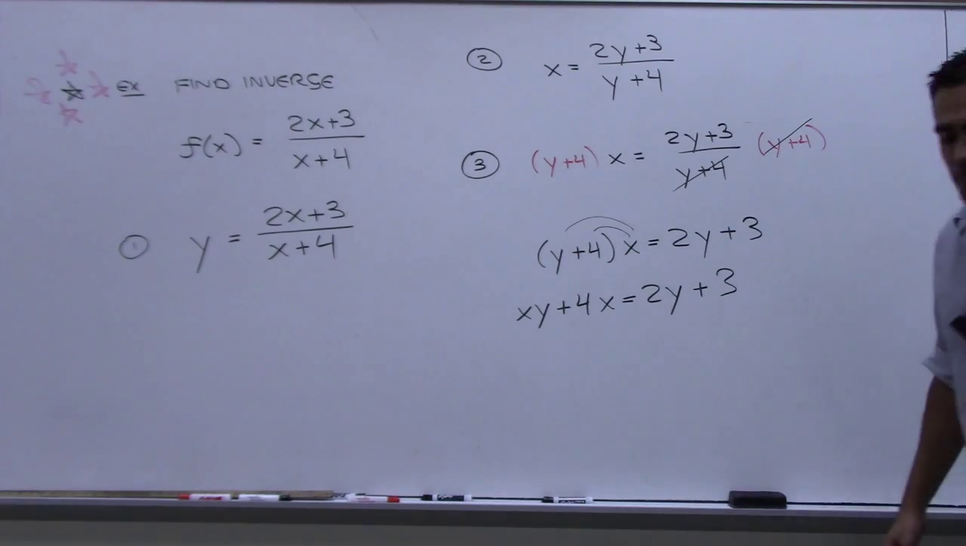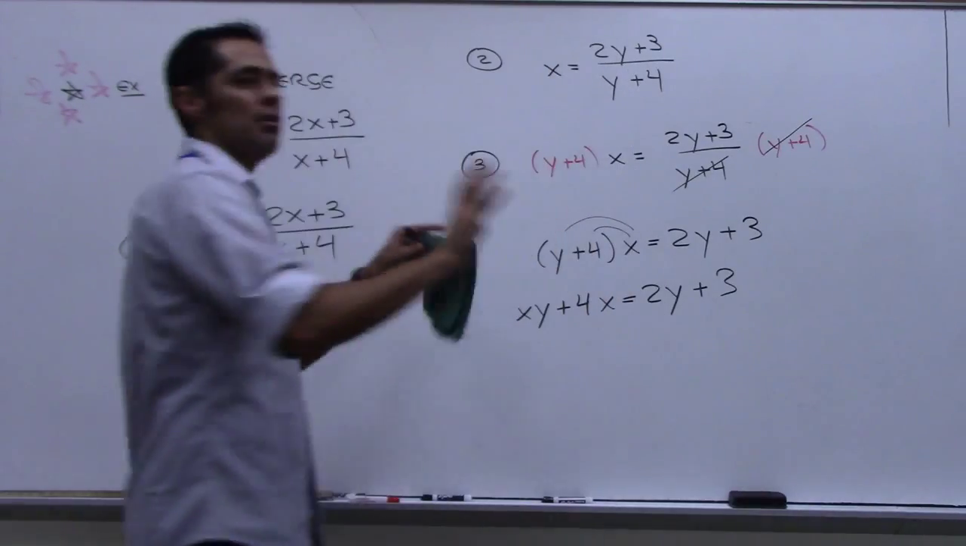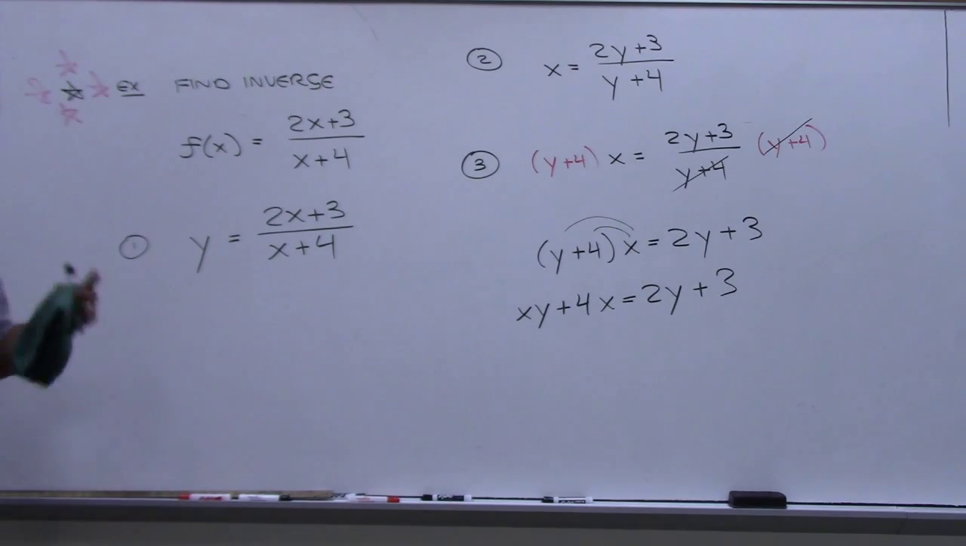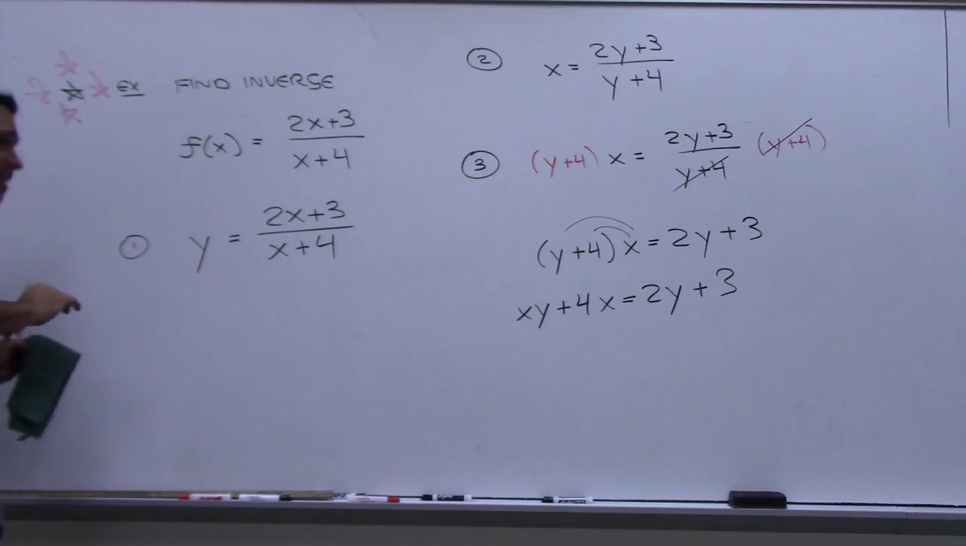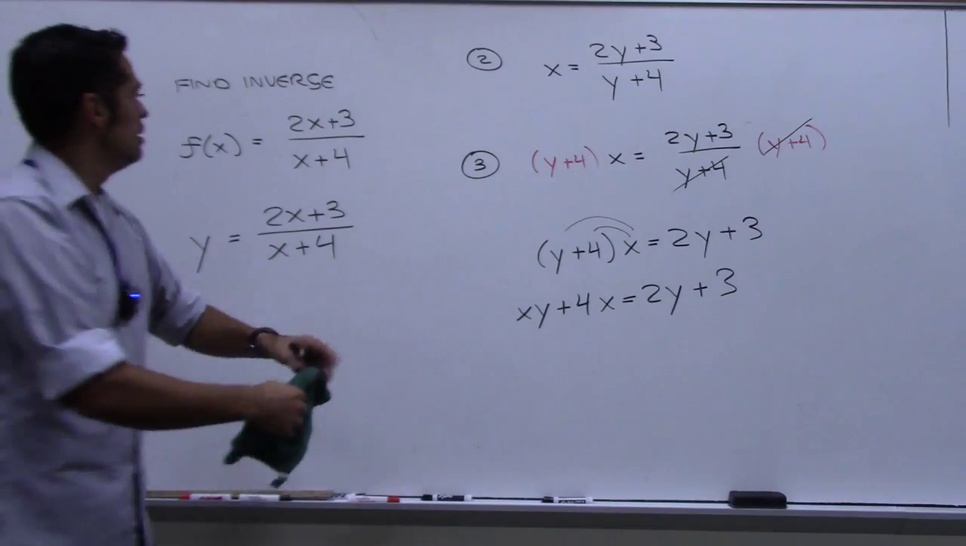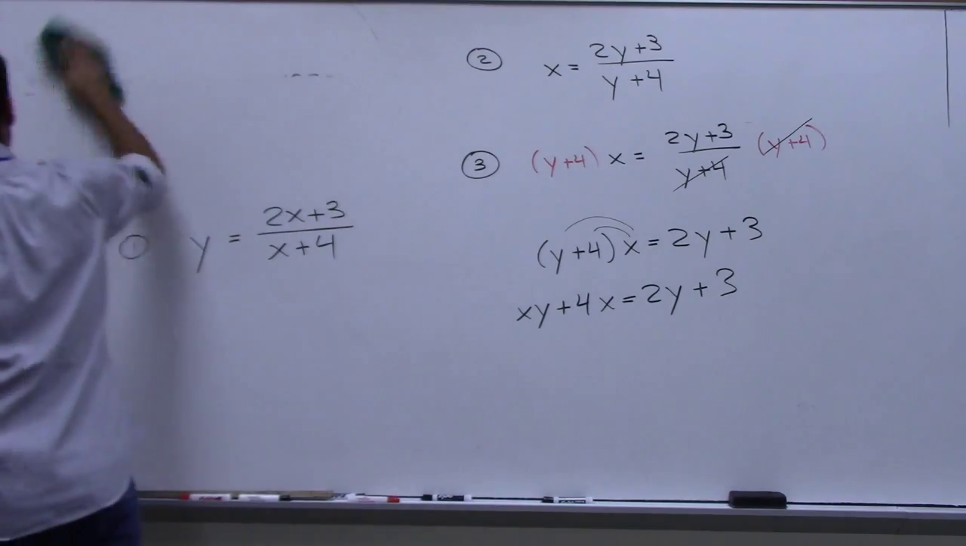So what I'll do now is get all my y terms on one side of the equation, everything that has a y in it on one side, everything that does not have a y in it to the other side. And let's see what this allows me to do.